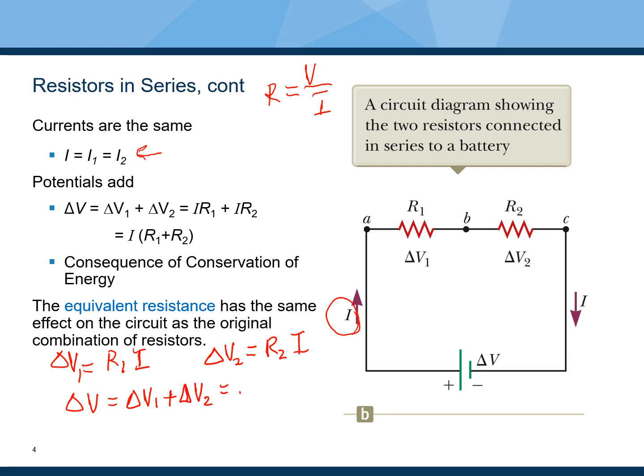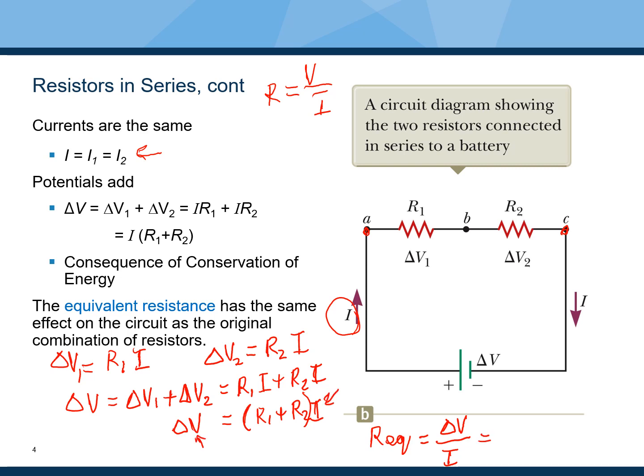which is equal to R1I plus R2I, which in turn can be written as R1 plus R2 times I. Therefore, we say that the equivalent resistance Req is just equal to the delta V, that is the voltage from points A to C, divided by the current flow, and we have a perfect relationship giving us delta V in terms of the current I. So we actually go ahead and say that the equivalent resistance is just equal to R1 plus R2 in this situation.